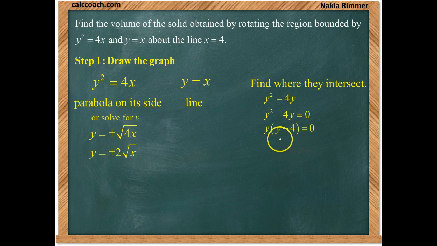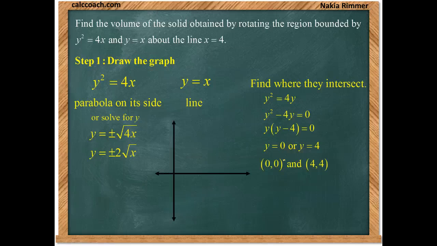You have two terms multiplied to give you 0: y times y minus 4. Either y is 0 or y is 4. So those are the two places where they intersect. Now remember, x is equal to y, so that's also x is 0 and x is 4. So they intersect at these two points: 0, 0, the origin, and 4, 4.